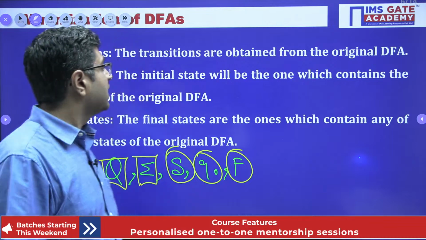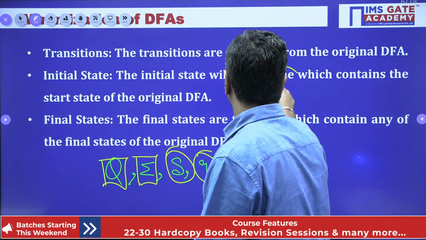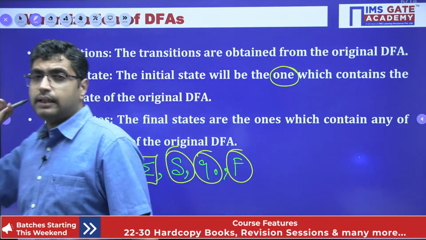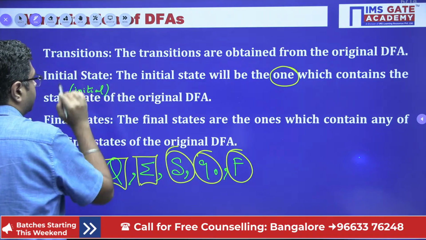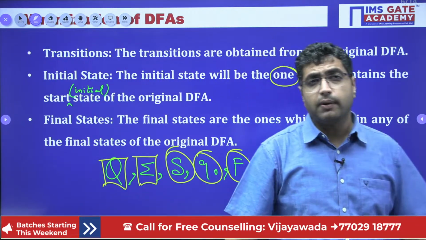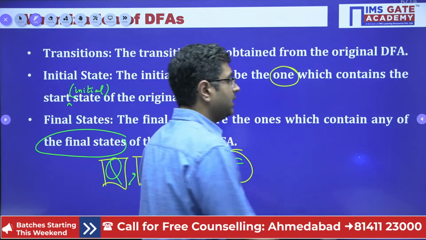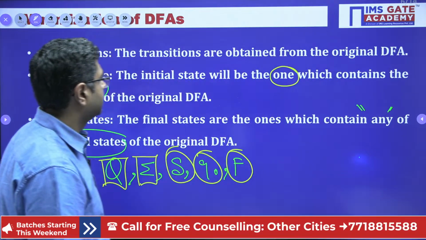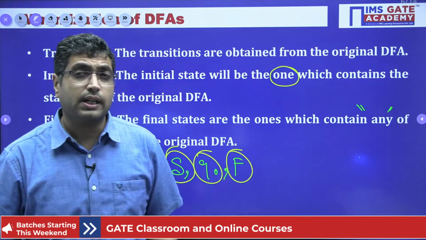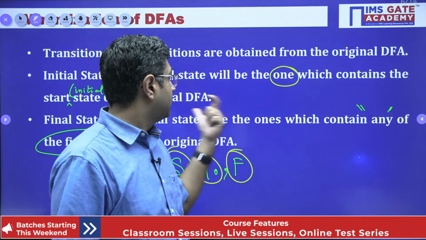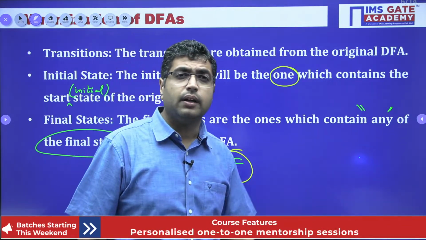The transitions are obtained from the original DFA. Keep on looking at the original DFA, and you will get the transitions. The initial state will be the one which contains the start state, or initial state, of the original DFA. And what will be the final states? The final states are the ones which contain any of the final states of the original DFA. Here the word any is a catch. Only then will it be a final state in my new DFA.